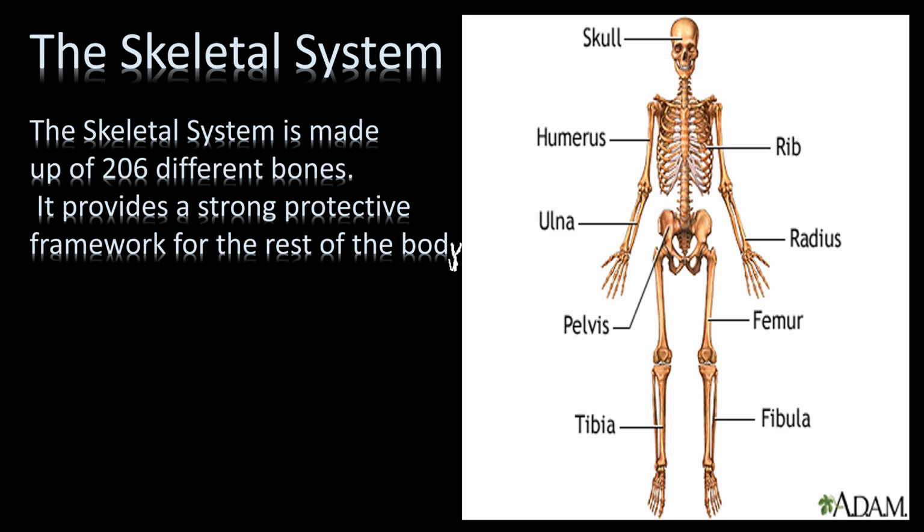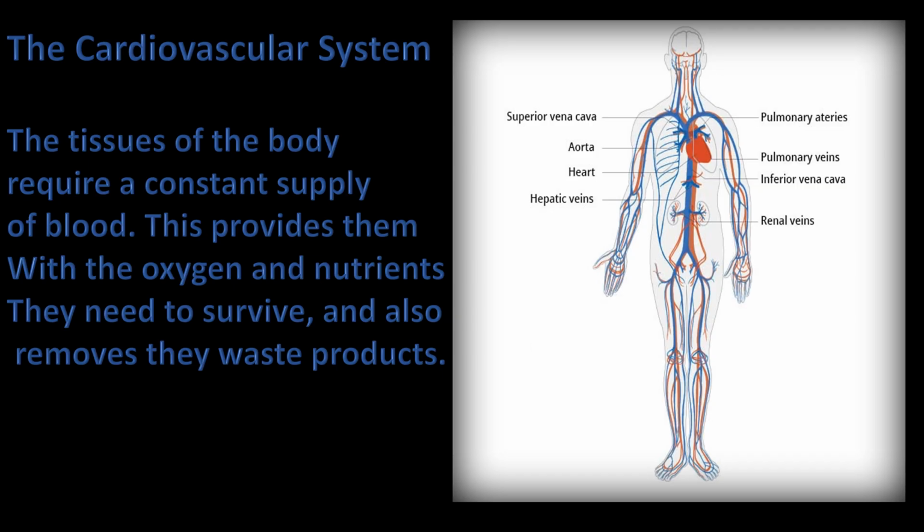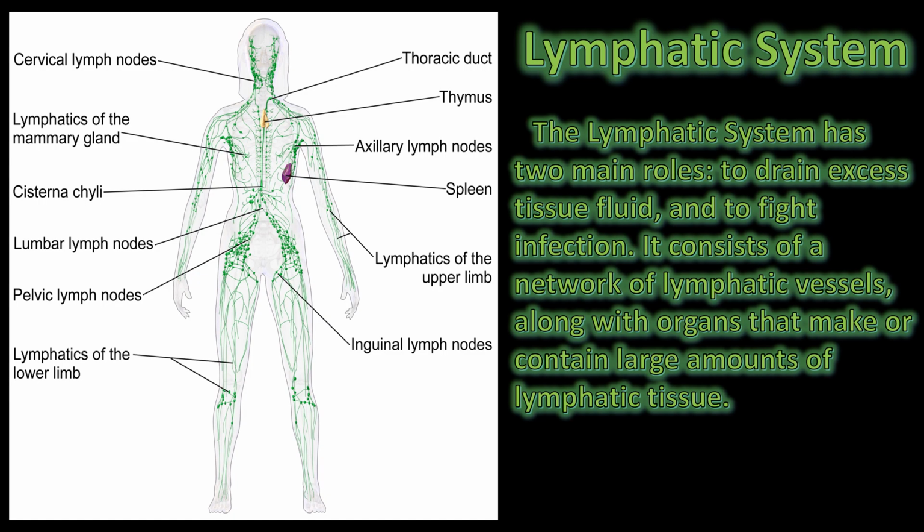The skeletal system. The skeletal system is made up of 206 different bones. The muscular system. There are over 600 muscles in the human body. The cardiovascular system. The tissues of the body require a constant supply of blood. The lymphatic system has two main roles: to drain excess tissue fluid and to fight infections.